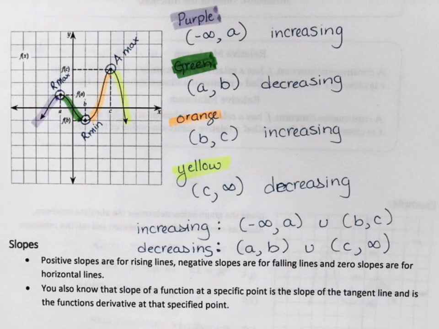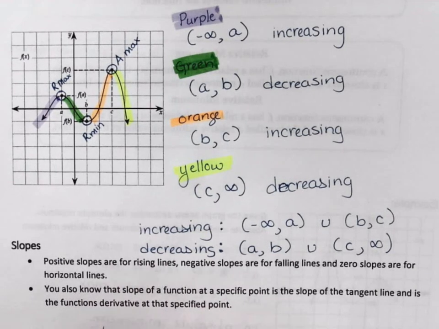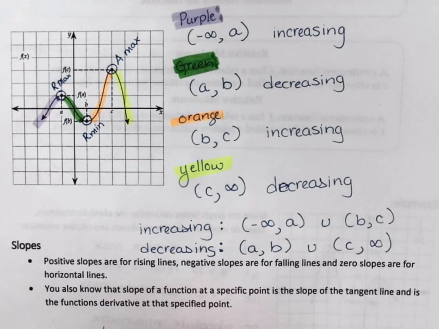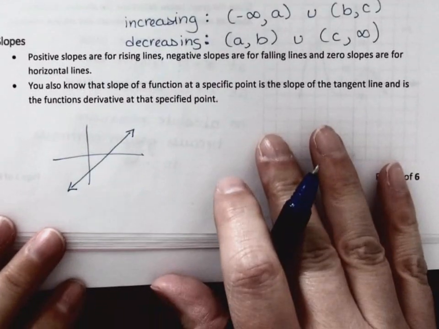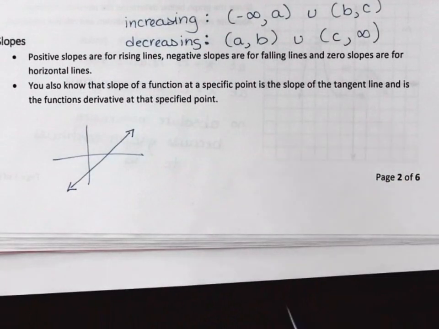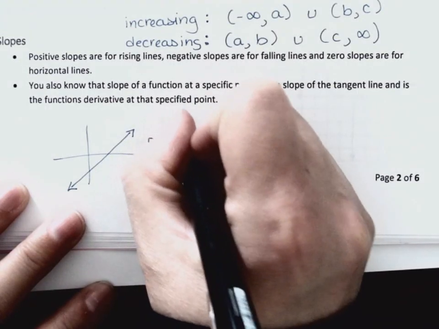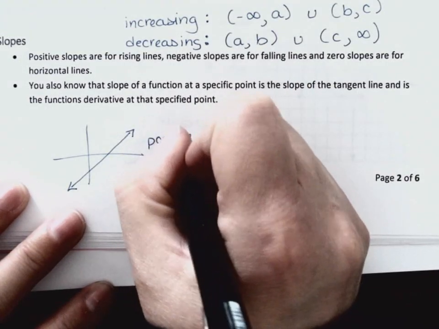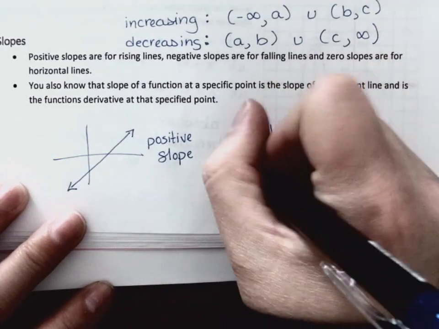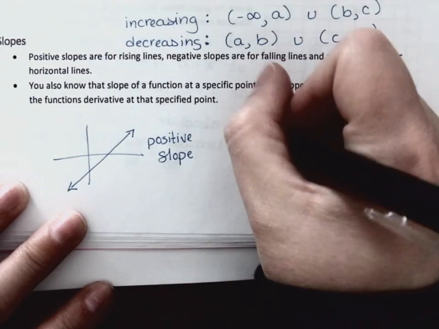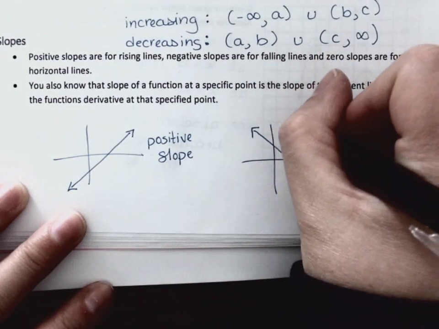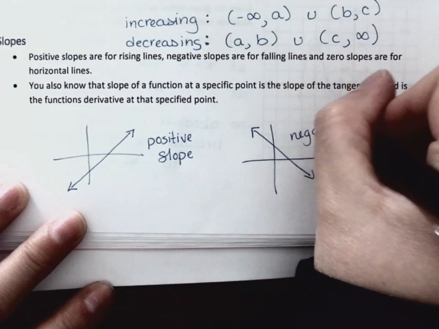Okay, and you guys know this. Go back to grade 10 when we were doing linear functions. If you have a graph that's rising to the right, I know that that line will have a positive slope. And if I have a graph that's falling to the right, that would be a negative slope.